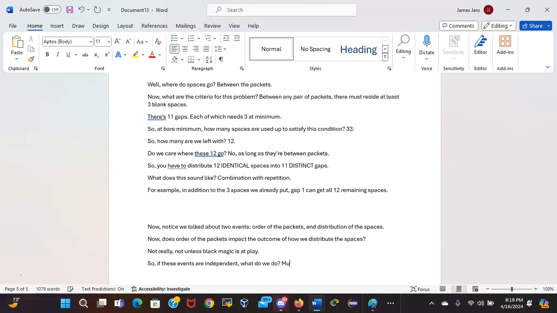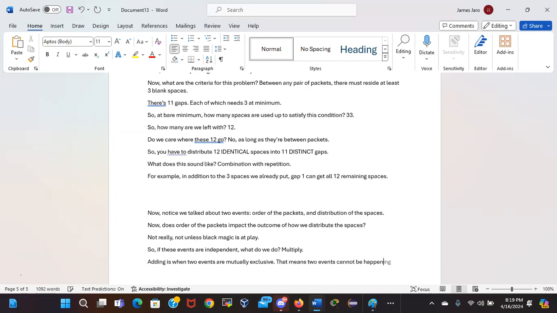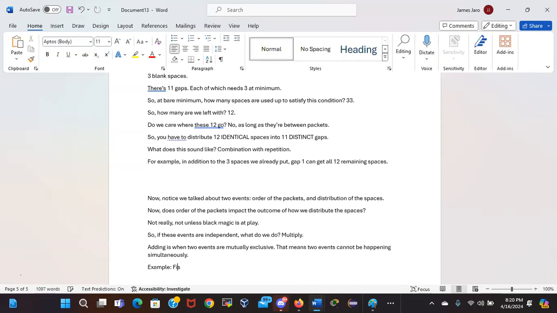Yeah, because they are independent, we do multiply. Adding is when two events are mutually exclusive. That means the two events you're dealing with cannot be happening simultaneously. As an example, fishing and not fishing. These are polar opposite events. Does this make sense?